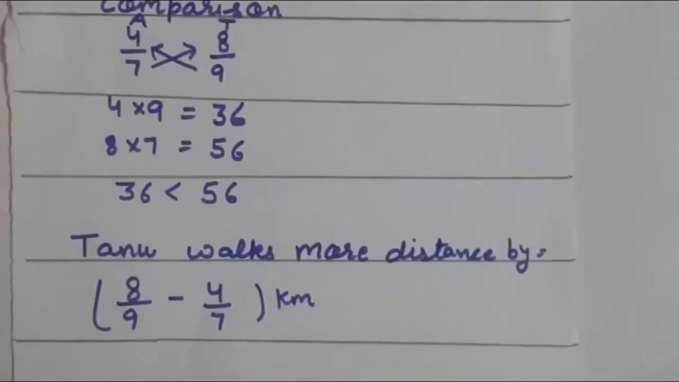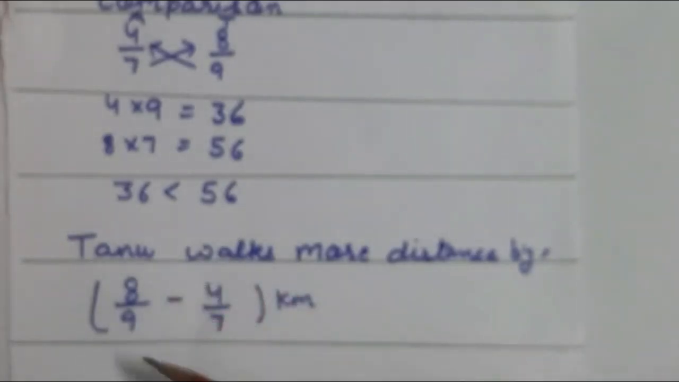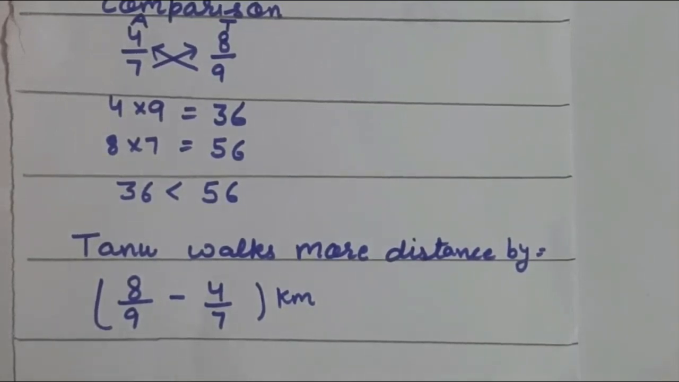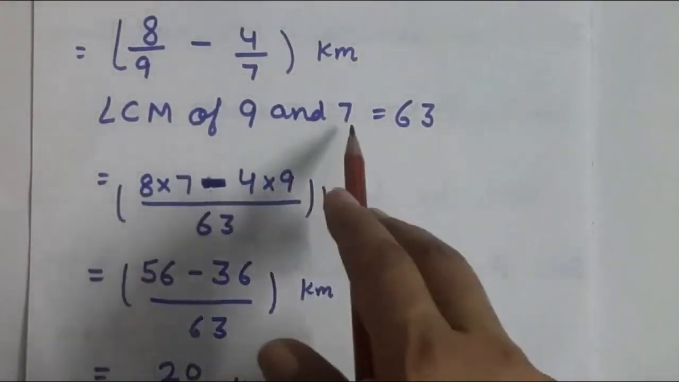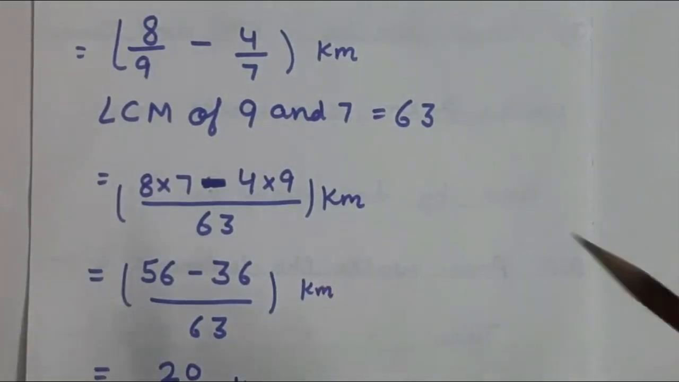Okay. So what will we write down? Tanu walks more distance. And how much? Tanu walks more distance by 8/9 minus 4/7 kilometer. Now see the denominators, 9 and 7. So we will take the LCM of the denominators first. LCM of 9 and 7. So 9 and 7 are co-prime to each other, so their LCM is their product.